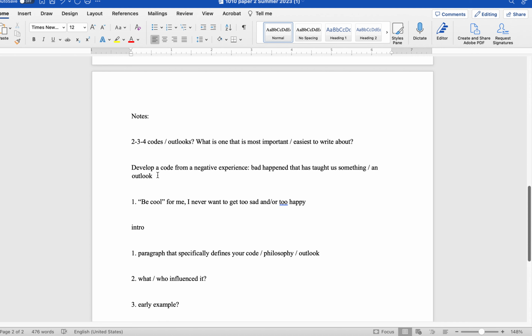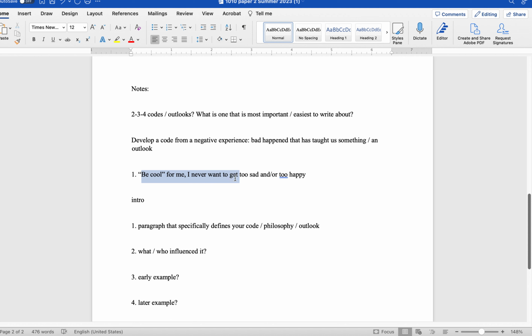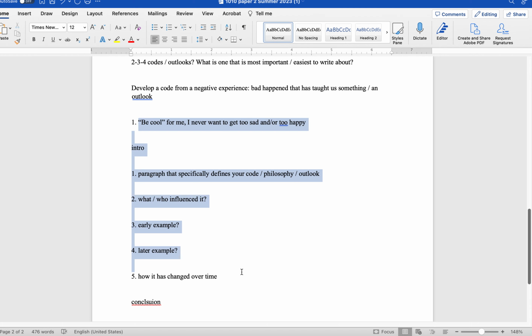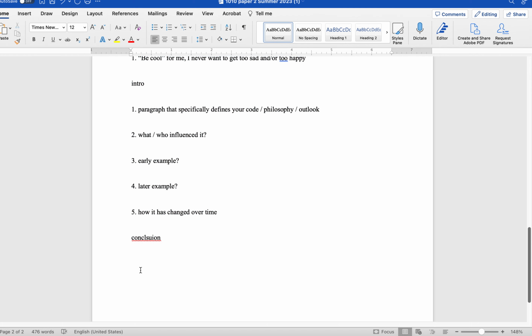Think of a bunch of different outlooks. So one for me is be cool. And it doesn't have to be anything big. We have big codes and little codes. One for me is be cool. Another one, and a whole paper would just be on this one, right? Another one would be, I learned this in grad school: one must be able to do great work amidst chaos.